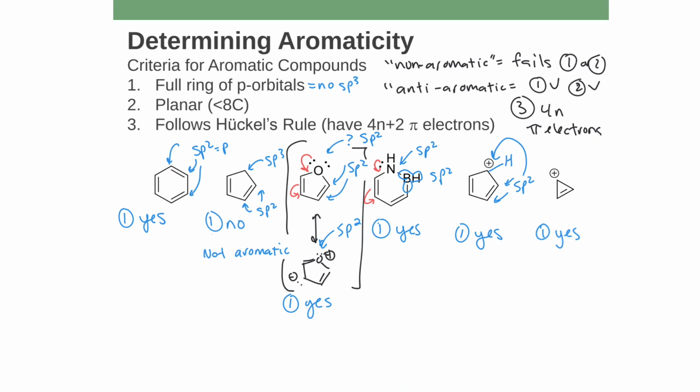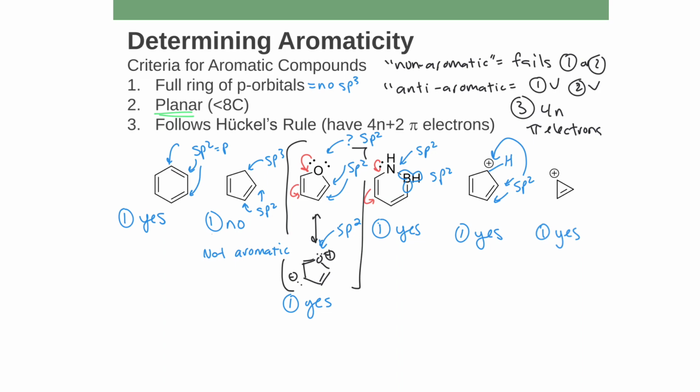So let's look at the planar part. So is it planar? And that just means it needs to pretty much be less than 8 carbons. So a 7 carbon ring would be okay, 4 carbon, 3 carbon, 6 carbon. Those would all be okay sizes. It just needs to be planar, it needs to be flat. And the reason it needs to be flat is so all of those orbitals can line up.